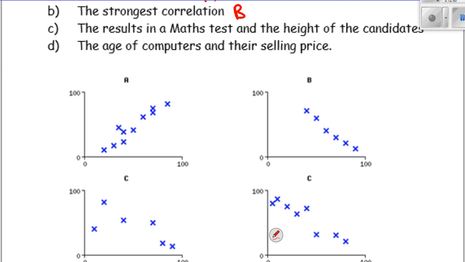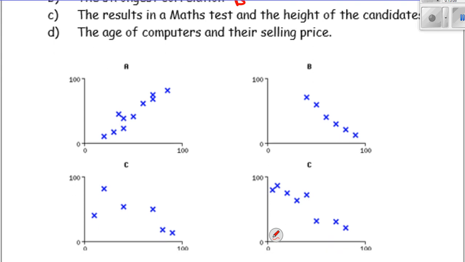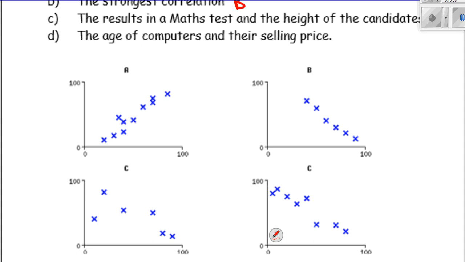So D is the age of computers and their selling price. We would expect the older a computer, the lower the selling price, because the components are a bit more worn down and the electronics are a bit sketchy after they've been used for so long, and certain things could be out of date. So for age of computers and the selling price, we would expect a negative correlation. The higher the age of the computer, the lower their selling price. So that should be a decent negative correlation, whereas the one above should be far less of a correlation.